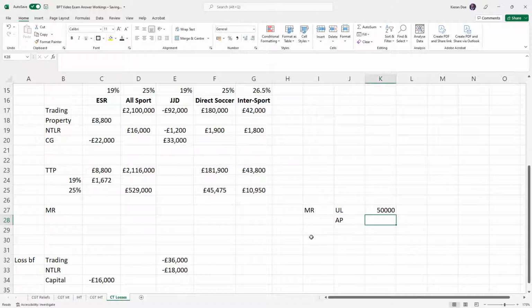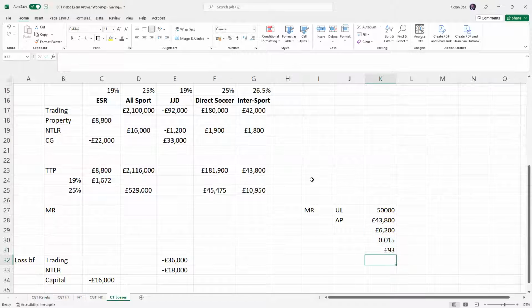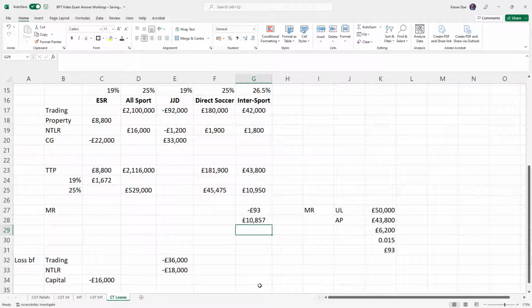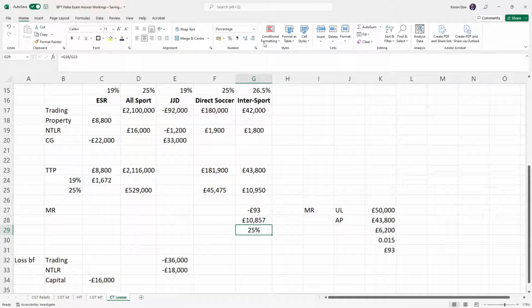Take the upper limit, take the augmented profit, so it doesn't have any dividends from any other companies. It's the difference between the two, and then you multiply it by the marginal relief fraction, which is in your open book. But I'm going to show you a shortcut method, which is going to be easier to use in a BPT exam. So then they'll get marginal relief, and therefore actually the tax liability will be this. And if you look at this on an effective basis, tax of this on profits of this means they're effectively paying tax at 24.5%.